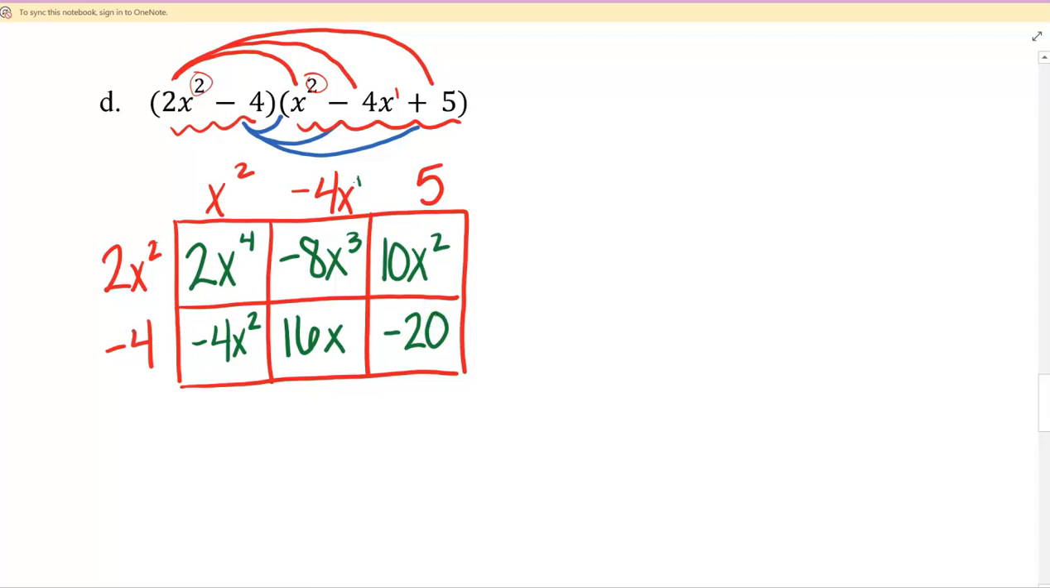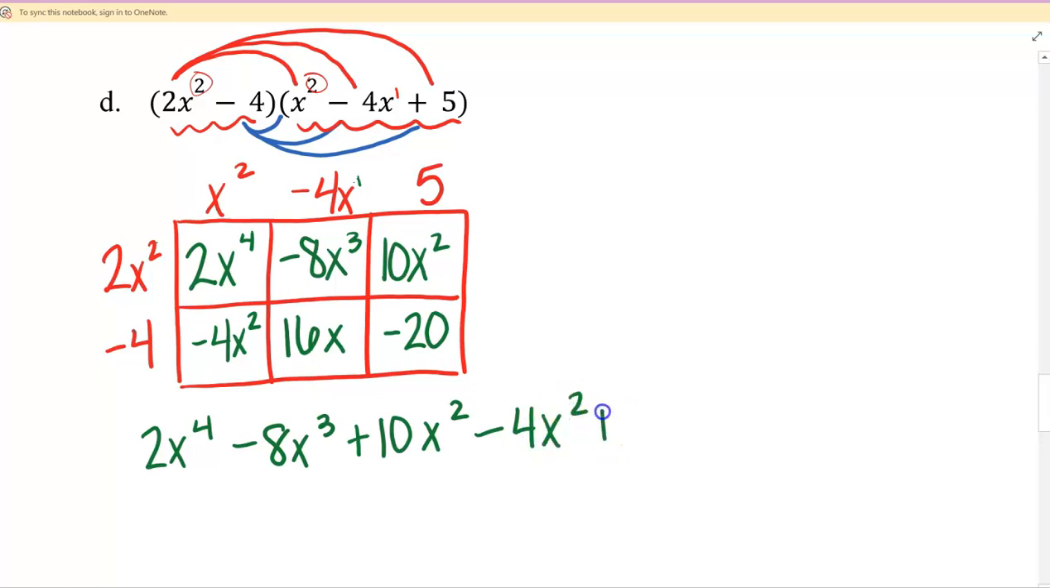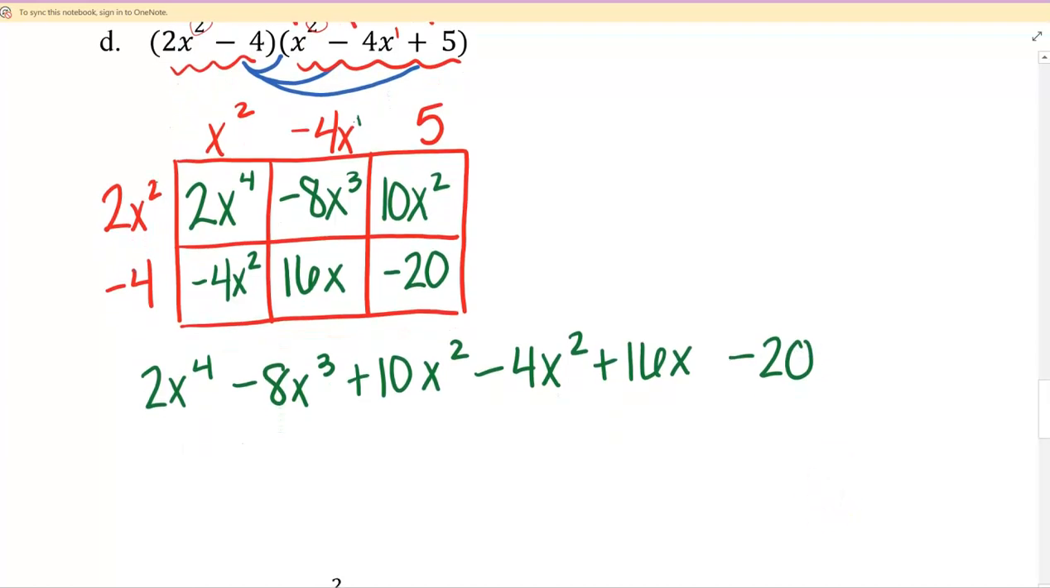Okay, so now we're going to write it all out. So 2x to the 4th minus 8x cubed plus 10x squared minus 4x squared plus 16x minus 20. And then we just look and see what we can combine. So the 4th doesn't have anything to combine with. The cubes don't have anything to combine with.